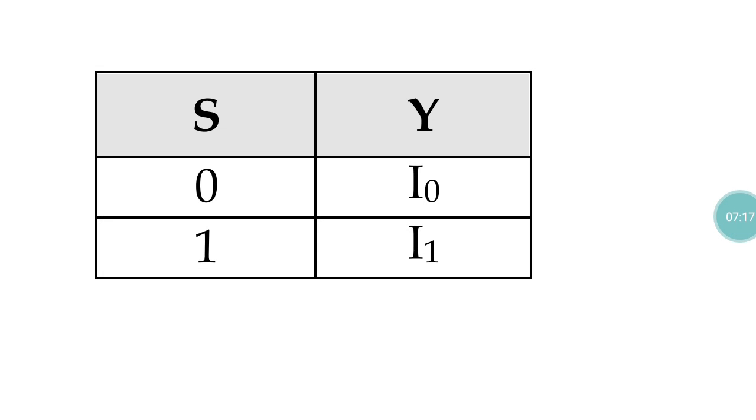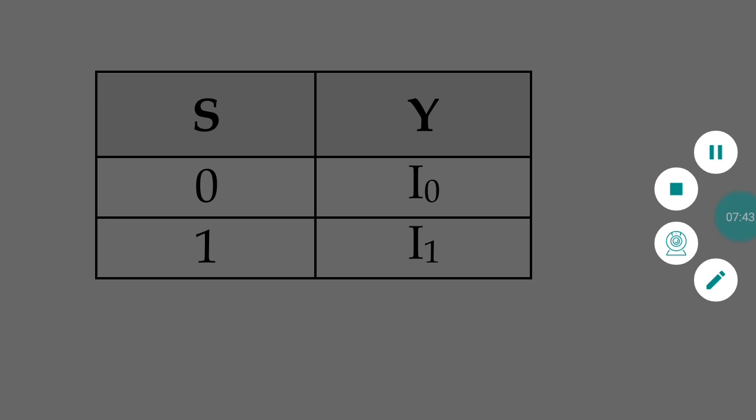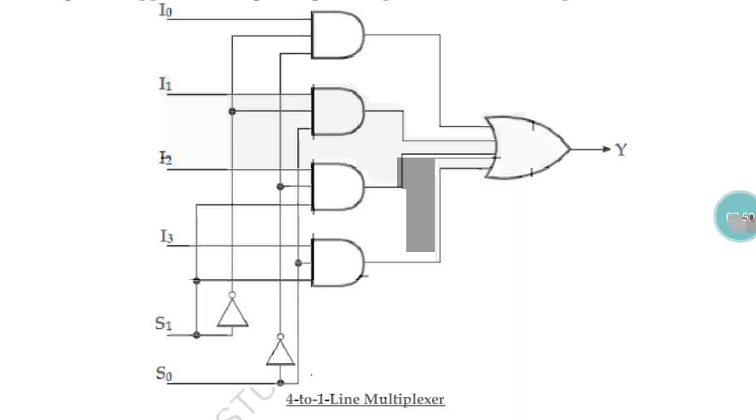So you can see the truth table for the 2:1 multiplexer. If S equal to 0, the output corresponds to the input I0 signal. If S equal to 1, the output corresponds to the input I1 signal, right? This is known as a 2:1 multiplexer. Now we can see the 4:1 multiplexer.